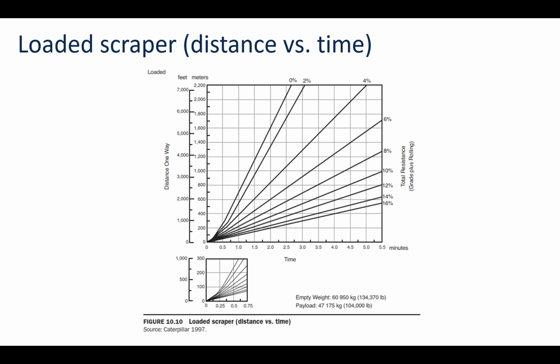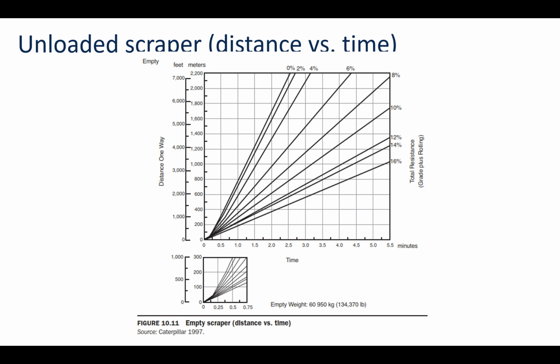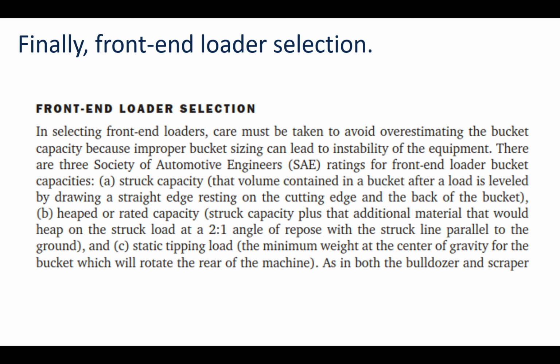Here are some charts from Caterpillar in 1997. These most likely have been updated since then, but it gives you loaded distance versus time, unloaded distance versus time. That's in there again for some reason. And then finally, after all of that, we have the front end loader selection. And there are SAE ratings for front end loader bucket capacities. There's the strike capacity, the volume contained in a bucket after a load is leveled by drawing a straight edge.